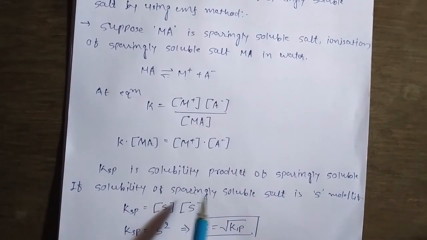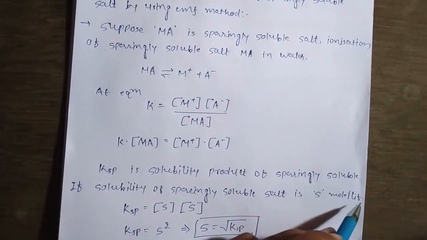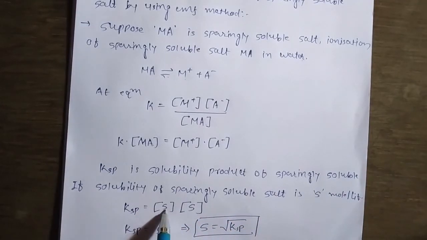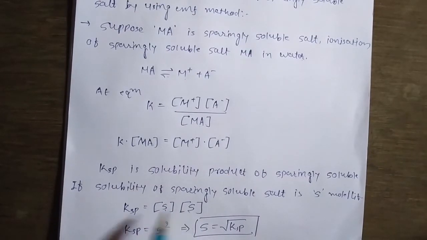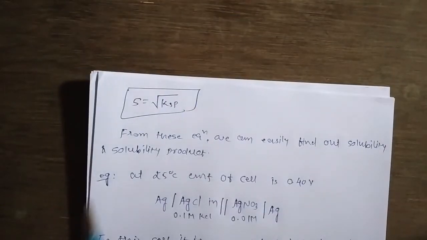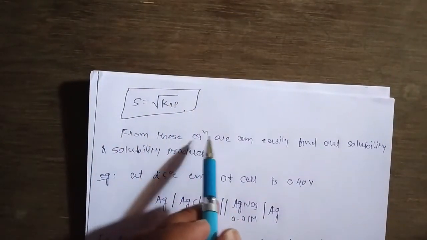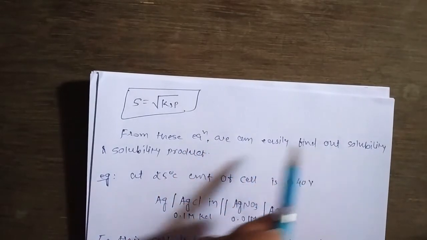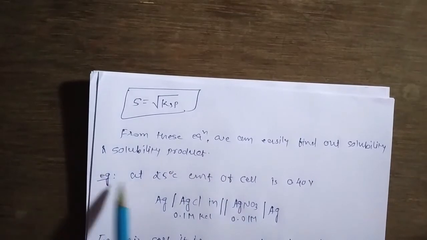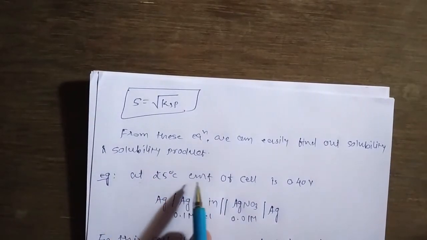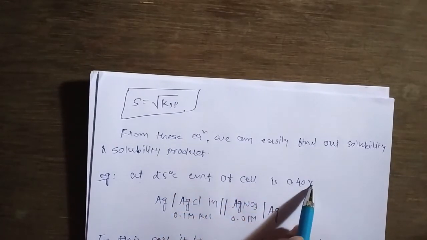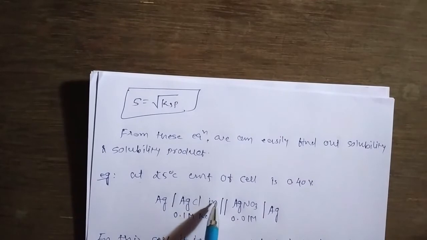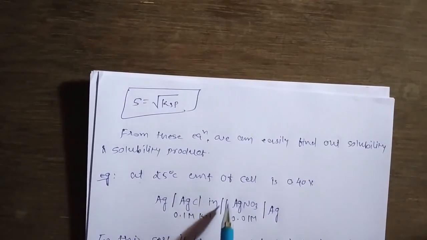If the solubility of the sparingly soluble salt is S, that means mole per liter, then Ksp is equal to concentration of cation times concentration of anion. So Ksp is equal to S squared, and S is equal to the square root of Ksp. From this equation, we can easily find solubility and solubility product. For example, at 25 degrees Celsius, the EMF of the cell is 0.40 volt, and the cell is Ag/AgCl in 0.1 molar KCl solution // AgNO3 in 0.01 molar solution /Ag.